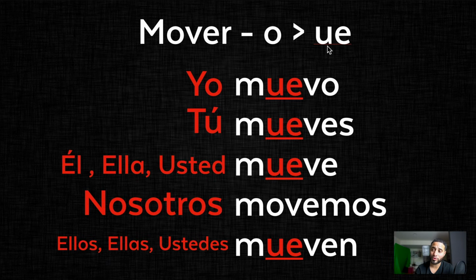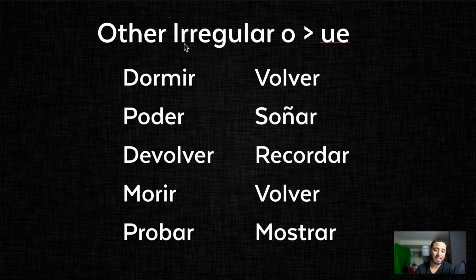Now we have O to UE. So we have yo muevo. It's not yo movo, it's yo muevo. Tú mueves, mueve, movemos, mueven. All right, now other examples of O to UE: dormir, poder, devolver, morir, probar, volver, soñar, recordar, mostrar.